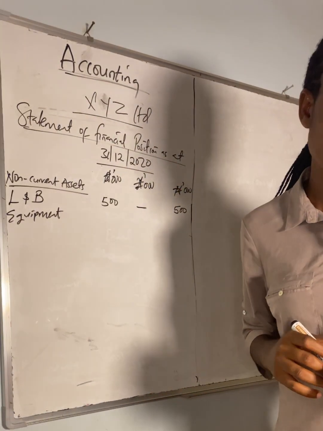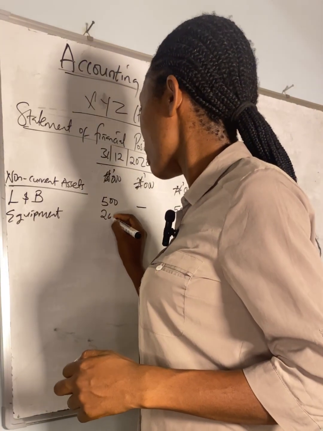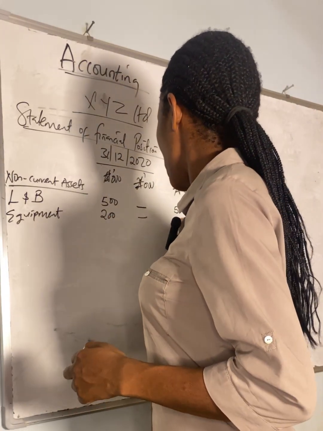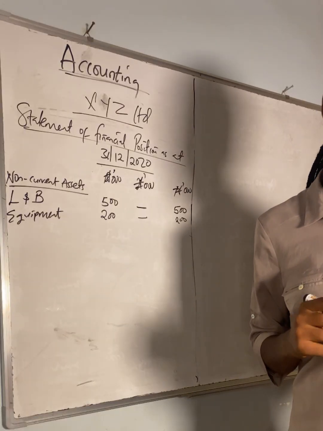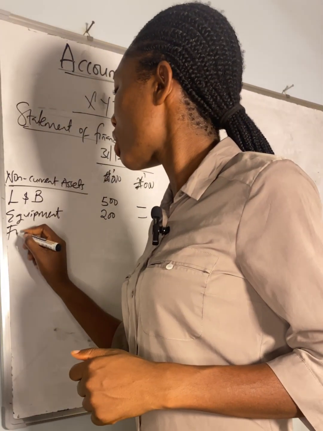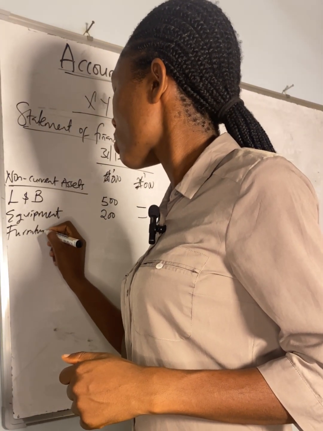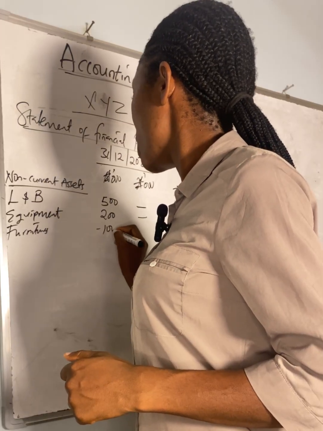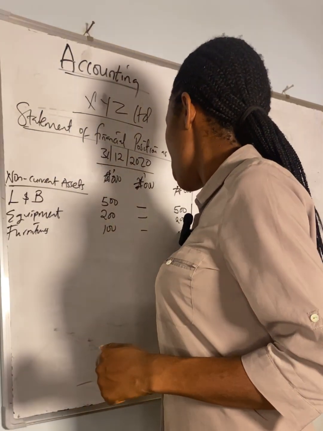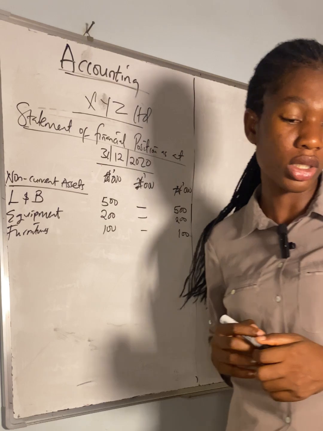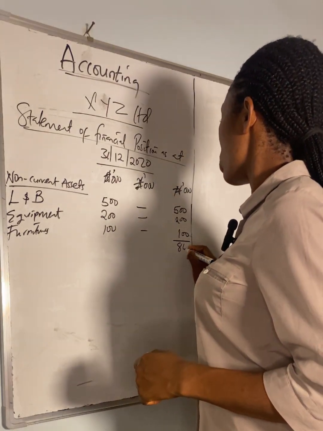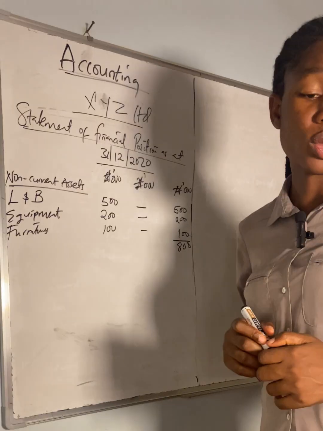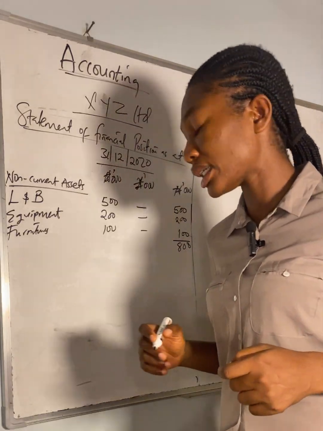We have equipment, and equipment is given to be 200,000. No depreciation, so we still have the same value as net book value. Okay, we have furniture given to be 100,000. No depreciation, so the same value is our net book value. So total non-current assets, we can add this to give us 800,000.